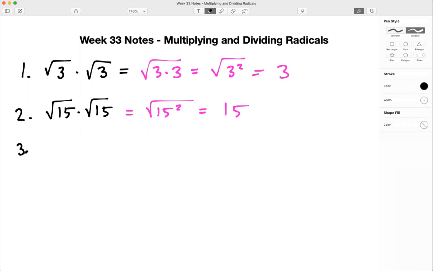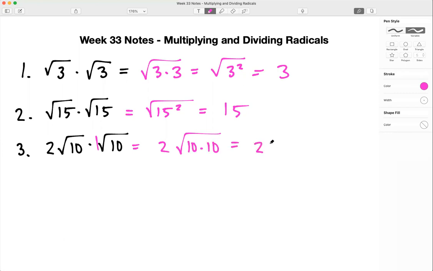Number 3, 2 times the square root of 10 times the square root of 10. Now for this one, you have a 1 in front of here. It's invisible. So you're going to multiply what's on the outside of the square roots first, which is 2 times 1 is 2, and then what's on the inside of the square roots together as well. So what you have here is 2 times the square root of 10 squared, which is just going to simplify to 2 times 10, which is 20. This became 10 right there.